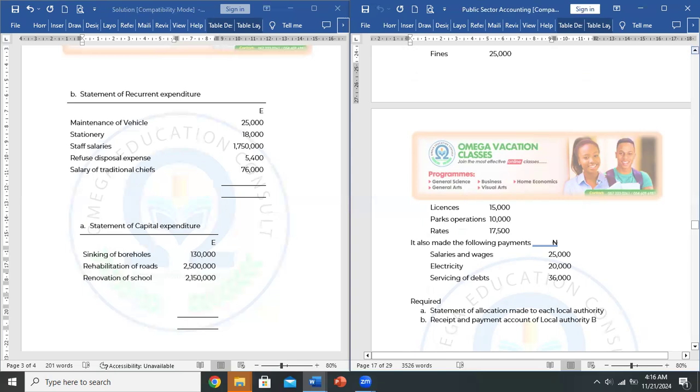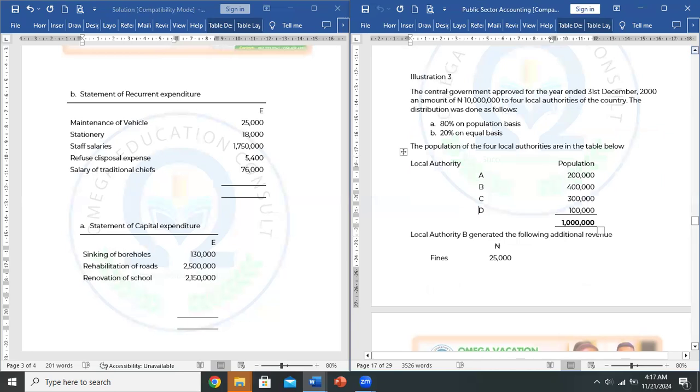So you are expected to prepare a statement of allocation made to each local authority. So you go back to the allocation. How much was being shared? 10 million. How were they going to share it? They said they are going to share 80% on population basis. So you find 80% of the 10 million and you share it to them using their population basis as a ratio, right? And then the 20% of the amount, which will be the remaining after you have taken the 80%, should be on equal basis. So every local authority should get the same. You just divide by the number, which is 4, and whatever you get, you add on. So let's go and see how we do it.